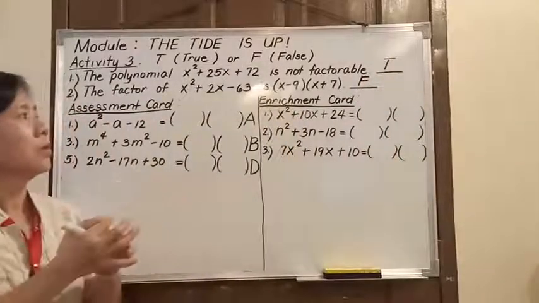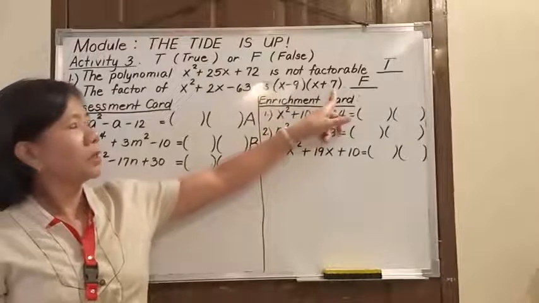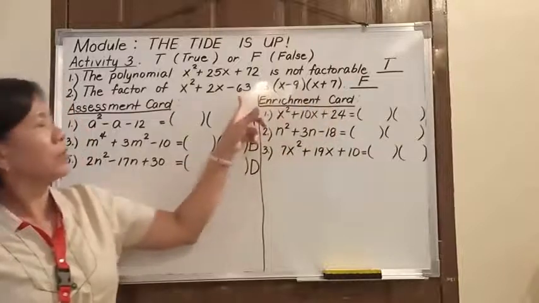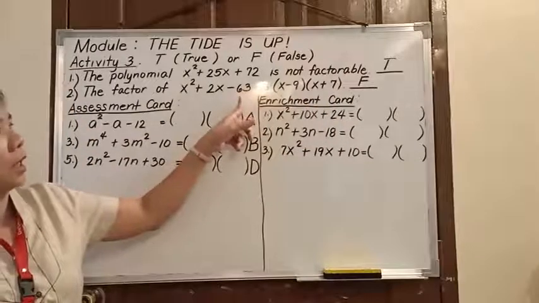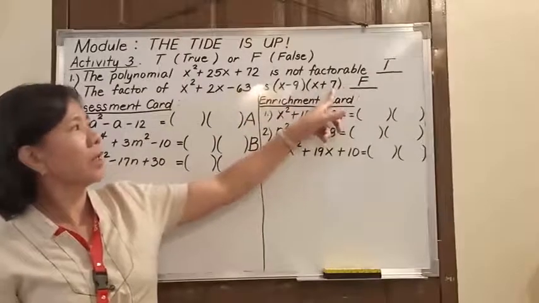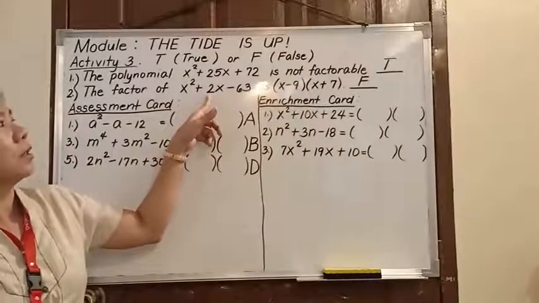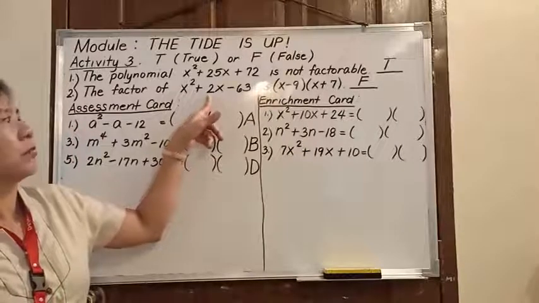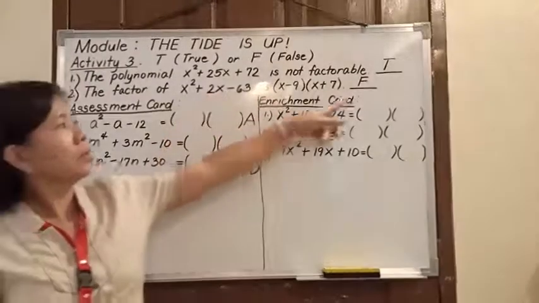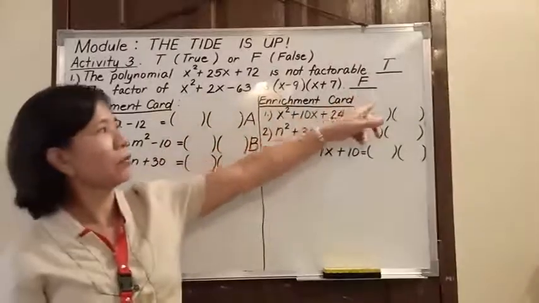Adding negative 9 and positive 7. These are the factors of the last term, which is negative 63. If you will add these two factors, negative 9 plus 7, you will get negative 2. But look at the numerical coefficient of the middle term. It should be positive 2. So therefore, the answer is false. So the statement is incorrect, so it is false.